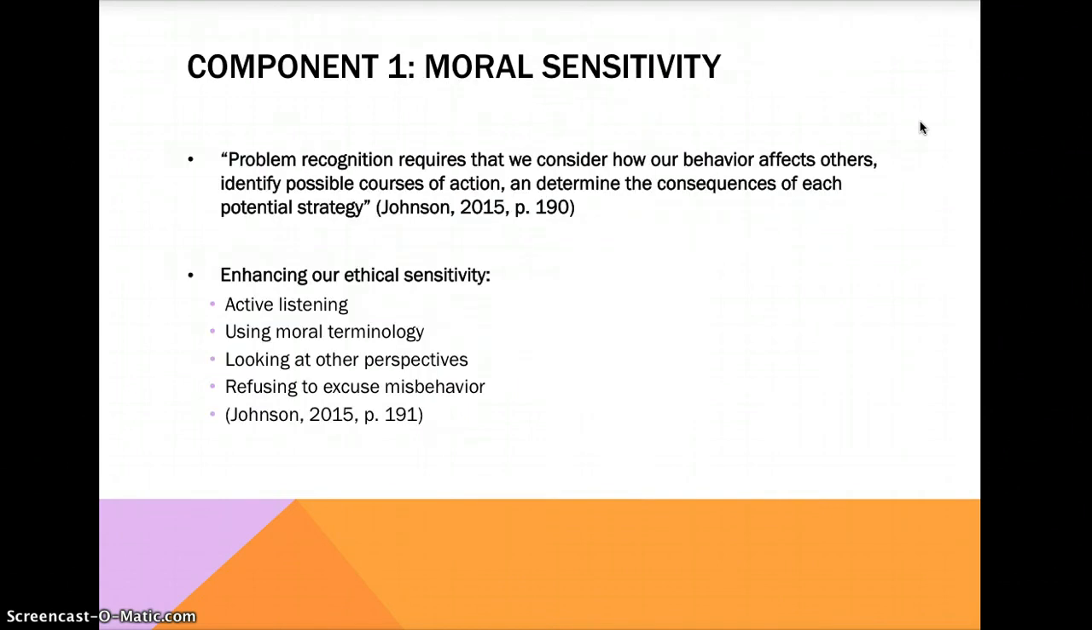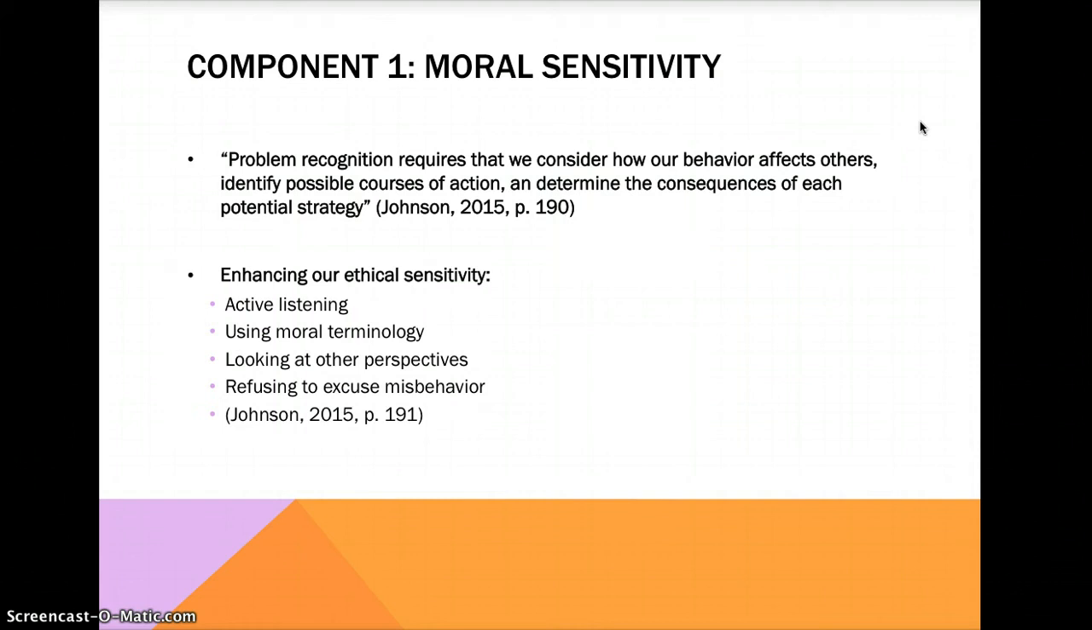The first sub-process is moral sensitivity. So we must first recognize the ethical issue at hand. We have to be sensitive to the feelings of others rather than neglecting them, because if we are sensitive to them, it will be easier to recognize the negative actions of certain decisions that are made. Rest states, problem recognition requires that we consider how our behavior affects others, identifying possible courses of action, and determine the consequences of each potential strategy.